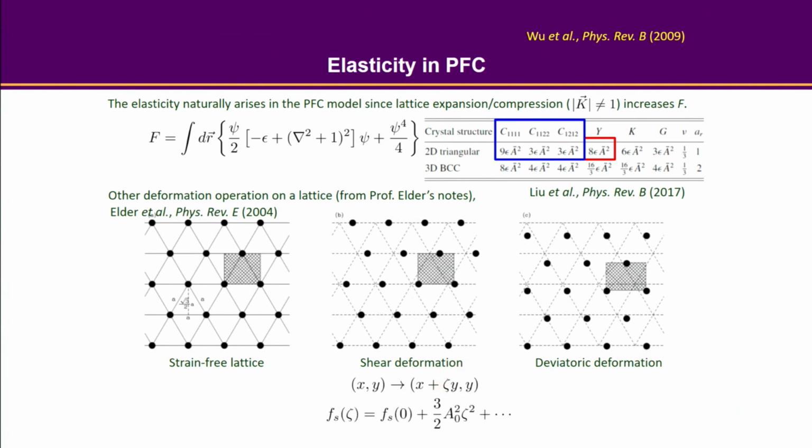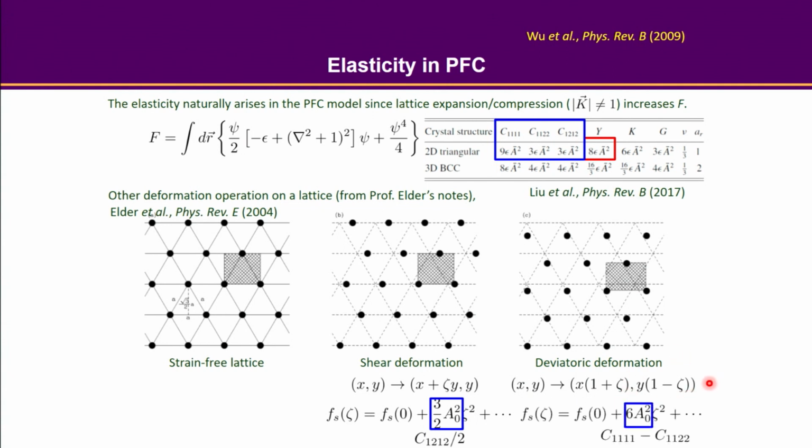And if you do the calculation, I'll just show you the final result. But you can refer to Elder's papers in 2002 and 2004 to see how the calculation is done. So here you can get this prefactor, and that should be the shear modulus corresponding to one of the stiffness tensor components, like C1212. And if you apply this deviatoric deformation, just like I described, you expand in the x direction by zeta and also reduce the dimension in y by zeta. You can get this other factor, and that's associated with C1111 and C1122.